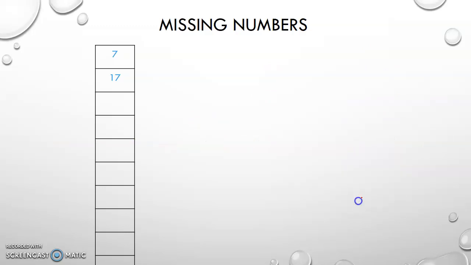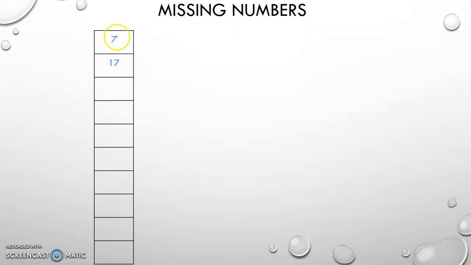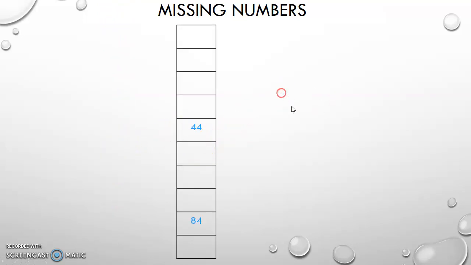Now let's move down the column. With a 7, 17, it increases by 10 down the column. So the digit in the ones place remains the same. 2 tens and 7 ones, 27. 3 tens and 7 ones, 37. 4 tens and 7 ones, 47. 5 tens and 7 ones, 57. 6 tens and 7 ones, 67. 7 tens and 7 ones, 77. 8 tens and 7 ones, 87. 9 tens and 7 ones, 97. So it increases by 10. Now let us look at another column.